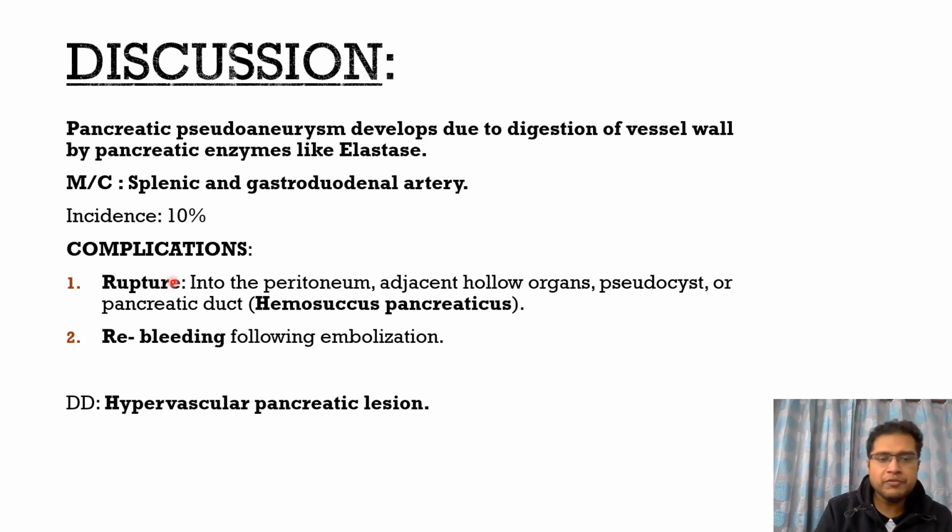Complications of a pseudoaneurysm include rupture of the pseudoaneurysm into the peritoneum and the adjacent hollow organs, giving rise to hemosuccus pancreaticus, and rebleeding of the aneurysm following an embolization.